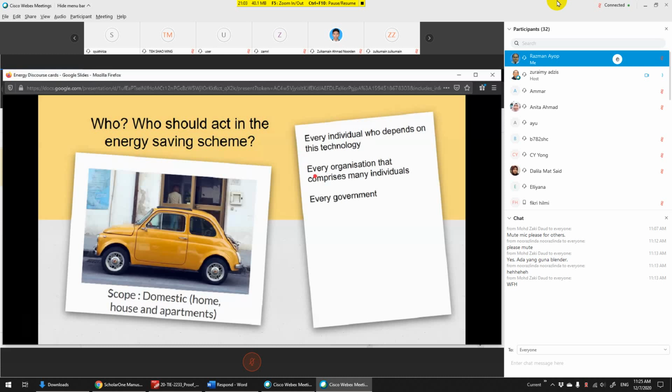Semua kerajaan di dunia, all the governments should have this idea. But actually, still not all the superpowers agree with the Kyoto Pact and so on. So they have their own considerations.